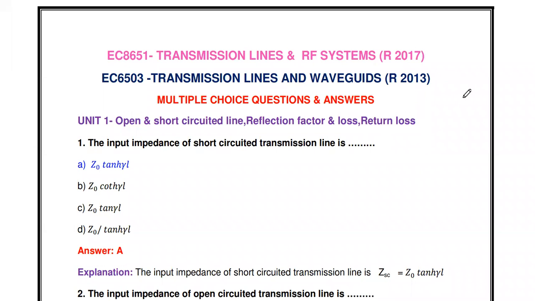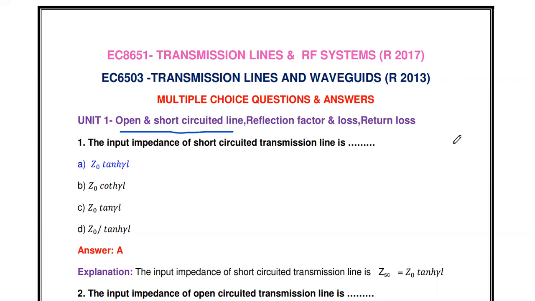Welcome to my channel. Today we are going to discuss objective type questions and answers from the subject Transmission Lines and RF Systems, or Transmission Lines and Waveguides. The subject belongs to the 2013 regulation as well as the 2017 regulation. The topics today are open and short circuited lines, reflection factor, reflection loss, return loss and power loss.